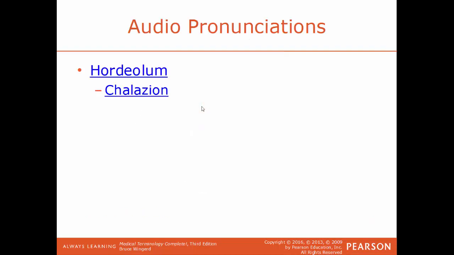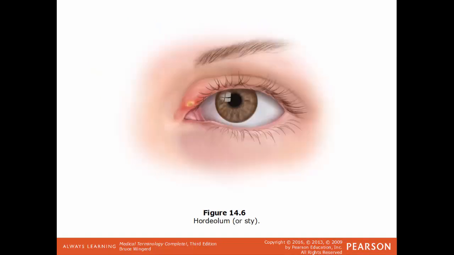So our next term, hordeolum. This is another word for a stye, which is a localized infection of an eyelid, usually involving an eyelash. It could also be called, our next term, chalazion. They both are a reference to a stye. Here's an illustration of how that would look. Basically an infected eyelash.